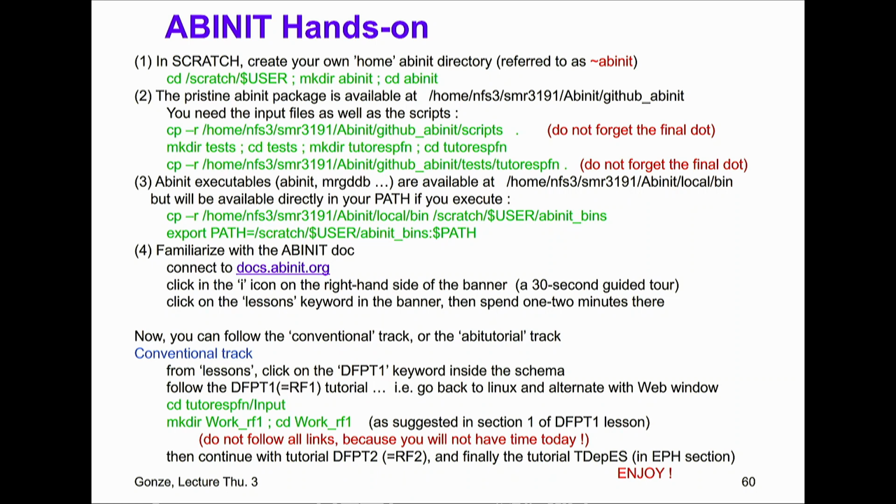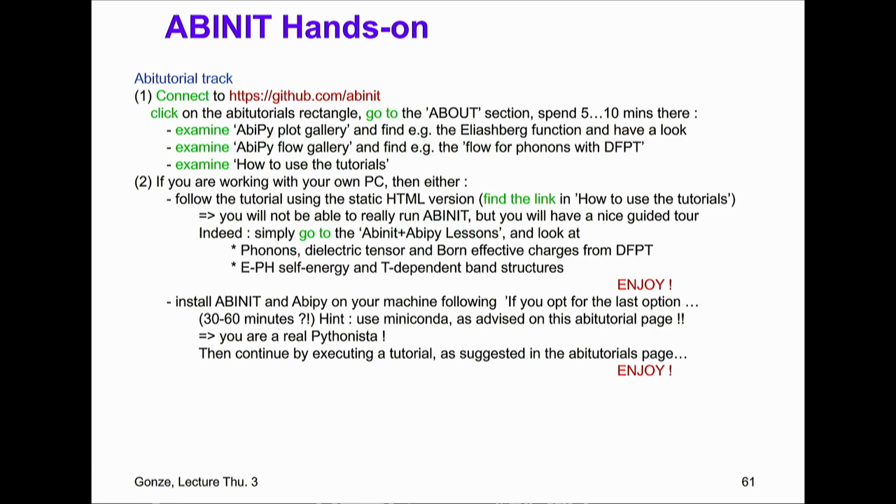or, and this is a bit more difficult, you will go to the ABI tutorial track. Well, the first part is not difficult because it's completely static. You simply look at the HTML file and that's fine. But then either you're working with your own PC and look at the static thing, or you might be brave and install ABINIT on your own PC.